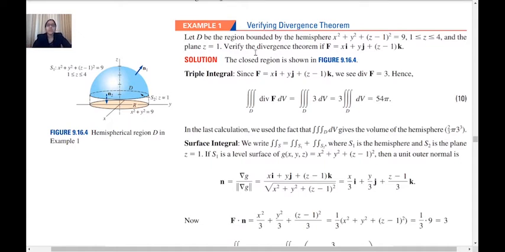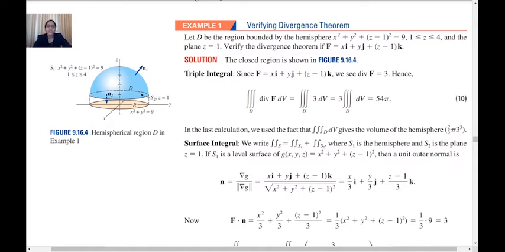We are asked to verify the divergence theorem for the vector field F = x i + y j + (z minus 1) k. I hope the figure is clear. This is our region, and the cream colored portion is the projection of this region onto the xy plane. We have to verify that the double integral over S of F dot n dS is the same as the triple integral over D of the divergence of F dV.